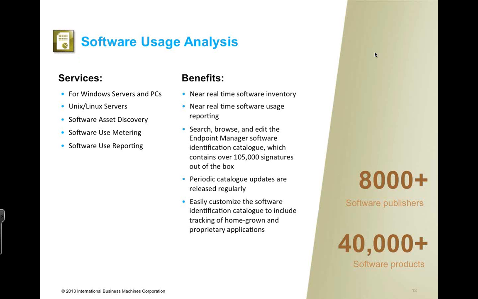So we cover Windows servers and PCs. We cover Unix and Linux servers, and we do this by an incredibly large software publishing catalog. At last count, over 8,000 software publishers and 40,000 software products. We release this catalog on a periodic basis, typically every 2 to 3 months. And you can understand, as we've talked about before, through Fixlets we can update that catalog through a Fixlet as well.